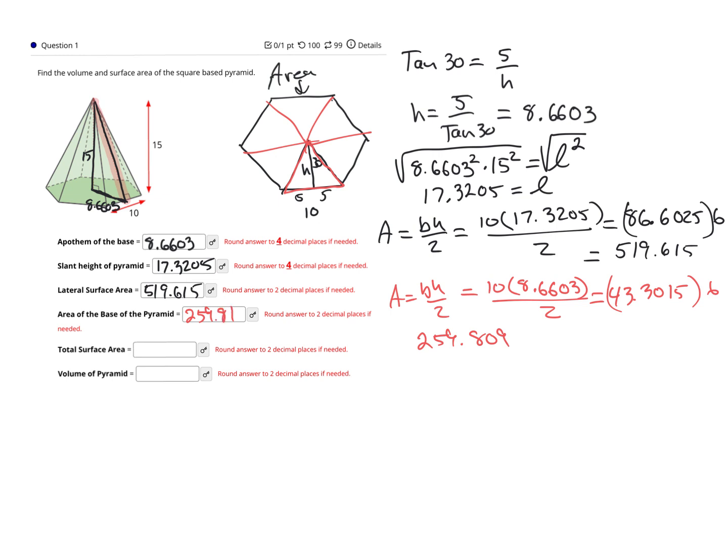Now, to find the total surface area, I just add the lateral surface area and the area of the base. And when I do that, I end up with 779.42. And the last one is the volume.